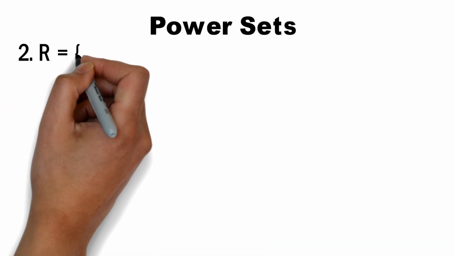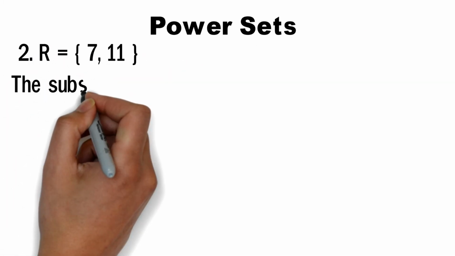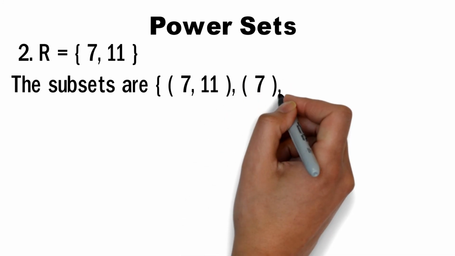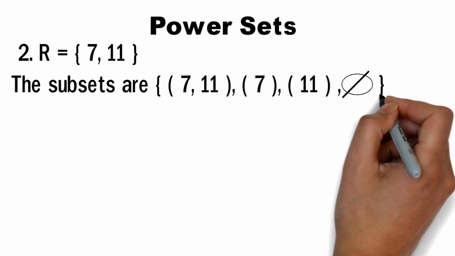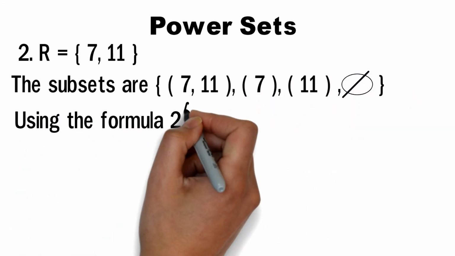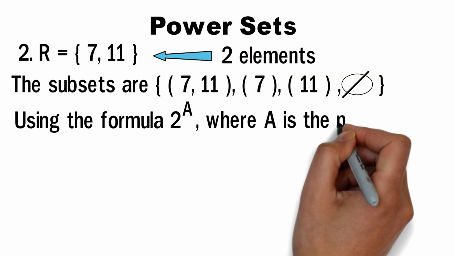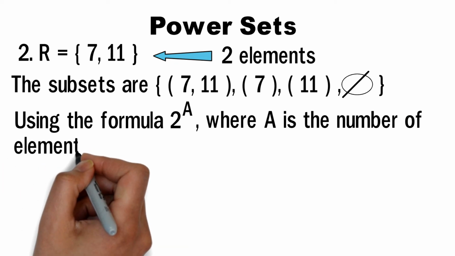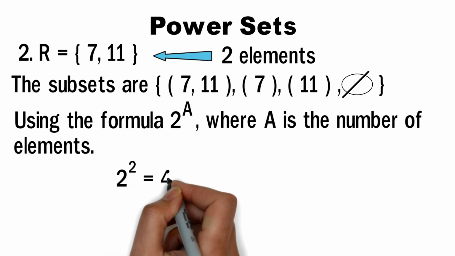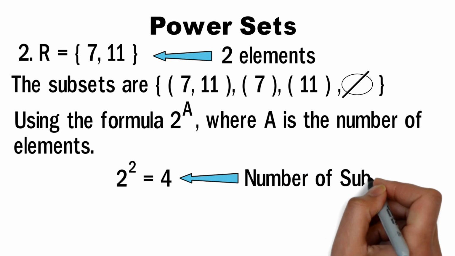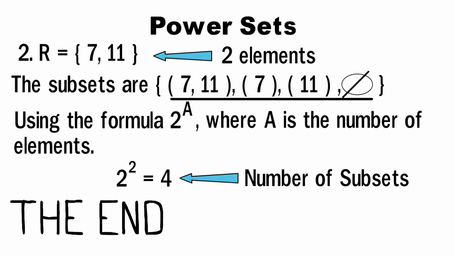Another previous example is the set R which composed of elements 7, 11. The subsets are {7, 11}, {7}, {11}, and null set or empty set. Using the formula, the number of elements in the set R is 2. Kaya student, magiging 2 raised to 2 which is equal to 4. Which is the number of subsets of set R.